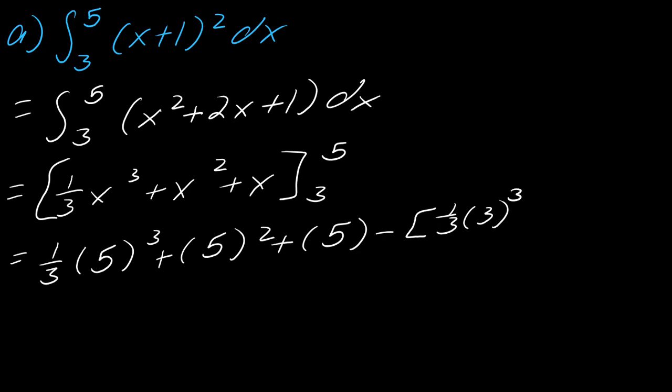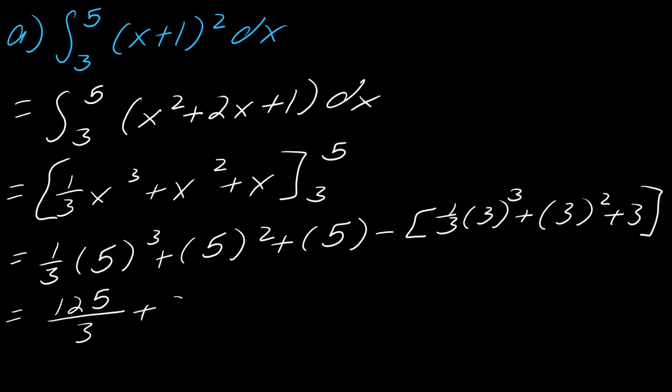Let's see, plus 3 squared plus 3. So there's basically now what I just have to go through and work out. This will come out to 125 over 3. This comes out to 25. This is still 5. This is going to be minus 9 plus 9 plus 3.